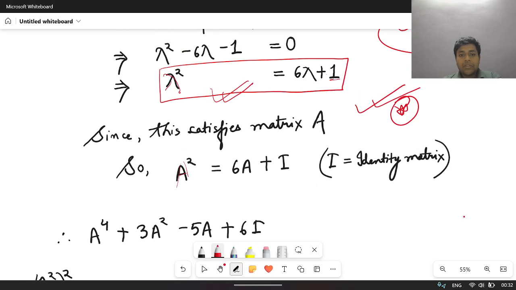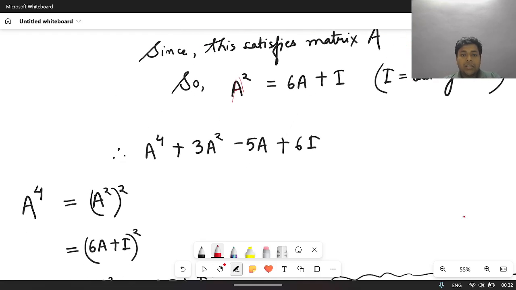So A square is equal to 6A plus I. Okay? Now we need to calculate this. Okay, we have to find its determinant. So first we will find this, then we'll find the determinant.